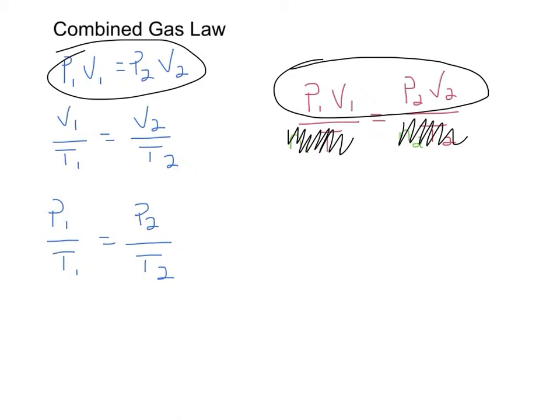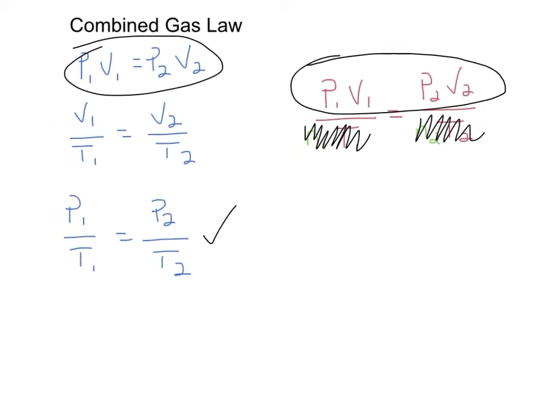We can do the same thing for the other gas laws as well. So if we had volume being held constant and the amount of gas being held constant, we would end up getting Gay-Lussac's law. With Charles's law, we'll just be holding pressure and the amount of gas constant, and we would end up getting V1 over T1 equals V2 over T2.